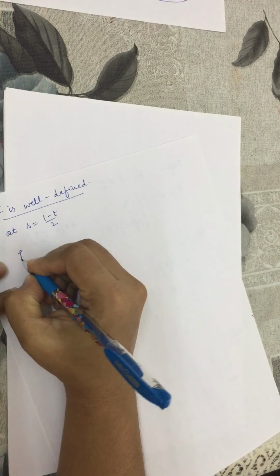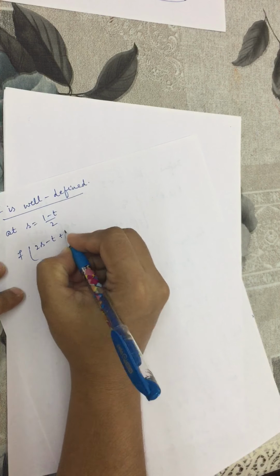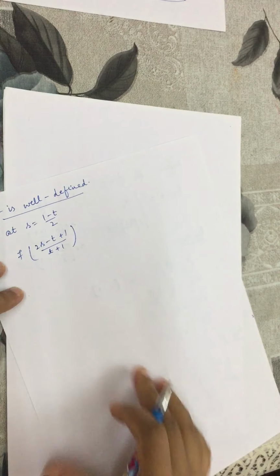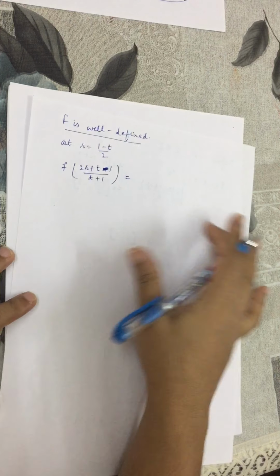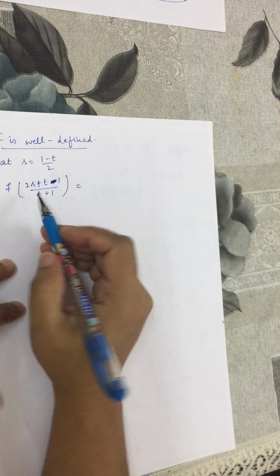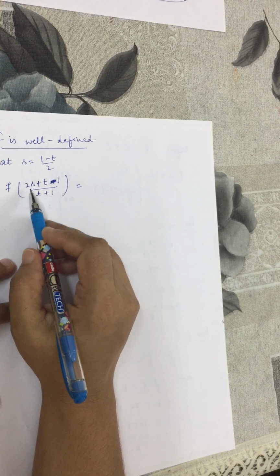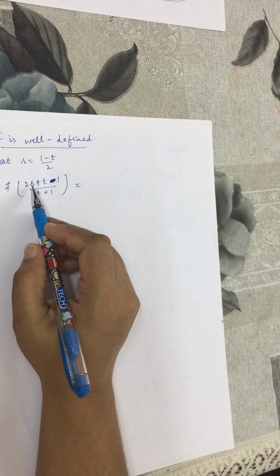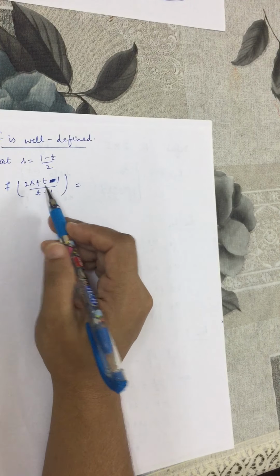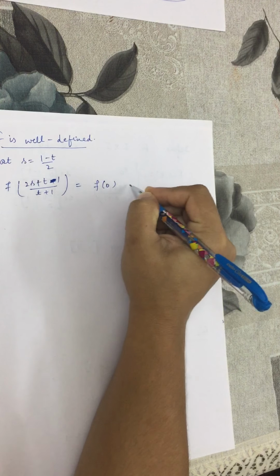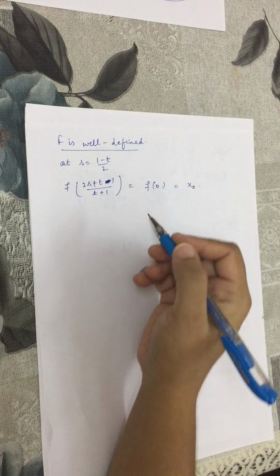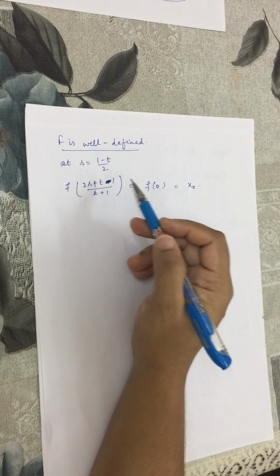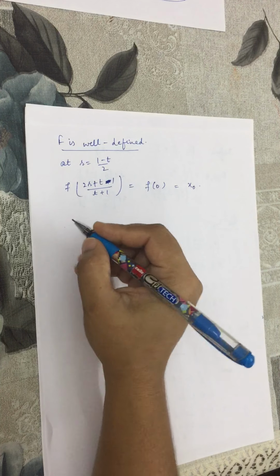So we calculate this, f of (2s plus t minus 1) divided by (t plus 1). So at s is equal to 1 minus t by 2, if we put s is equal to 1 minus t by 2, it will become f of 0, and f of 0 is x naught. We know x naught is the starting point of the path f. So the other value is already x naught, so this is well defined.